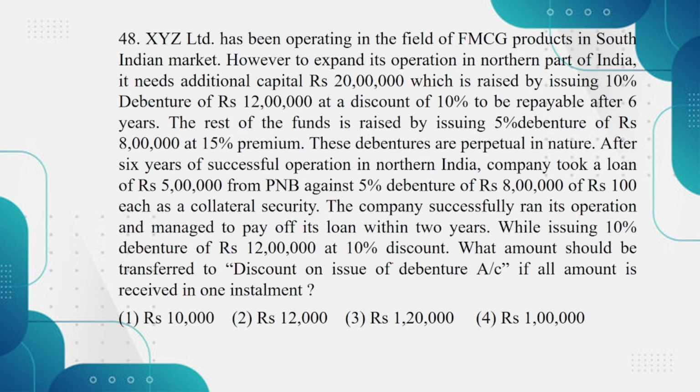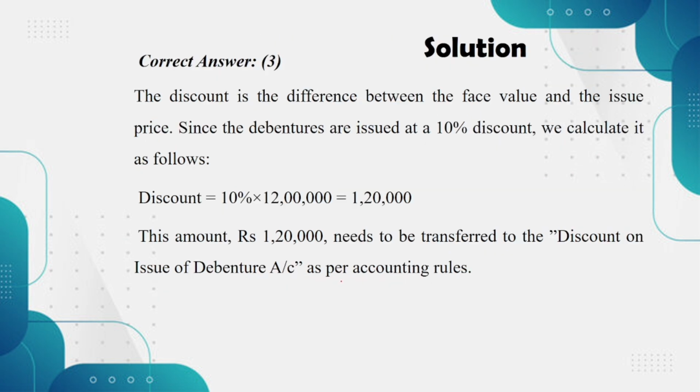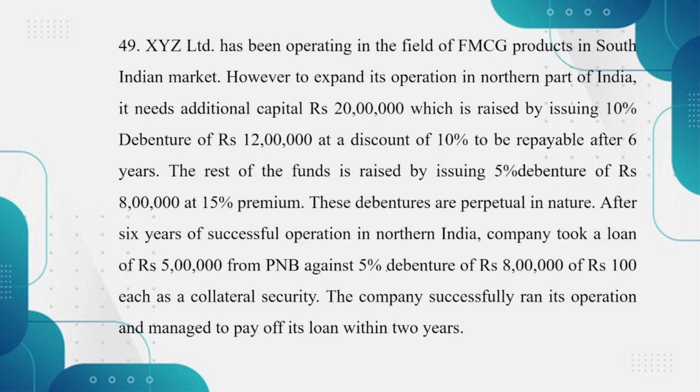And here the amount should be transferred to discount on issue of debenture account if all amounts are received in installments. This is the way we have to calculate. The debenture issued at discount value is 12 lakh only. Remaining it is issued at a premium. So 12 lakh into 10%, 1,20,000 is the right answer.